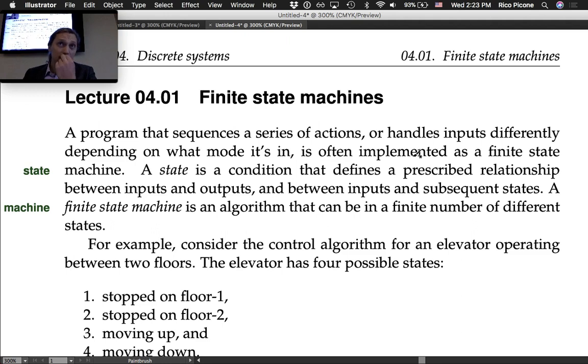Question? What does it mean, state here? So we'll talk about state. State is one of the definitions we'll start with. A program that sequences a series of actions or handles inputs differently depending on what mode it's in is often implemented as a finite state machine. So here we mean that a state is a condition that defines a prescribed relationship between inputs and outputs, and between inputs and subsequent states.